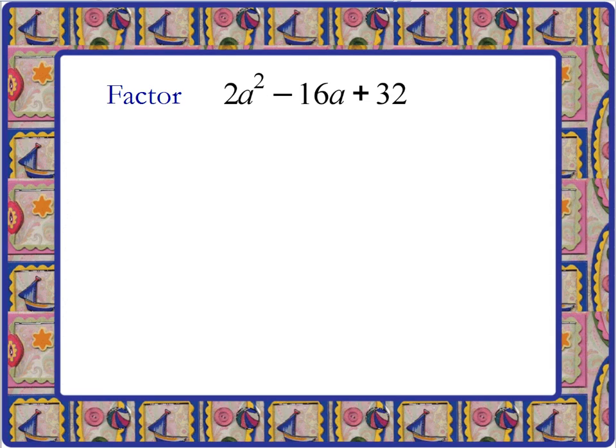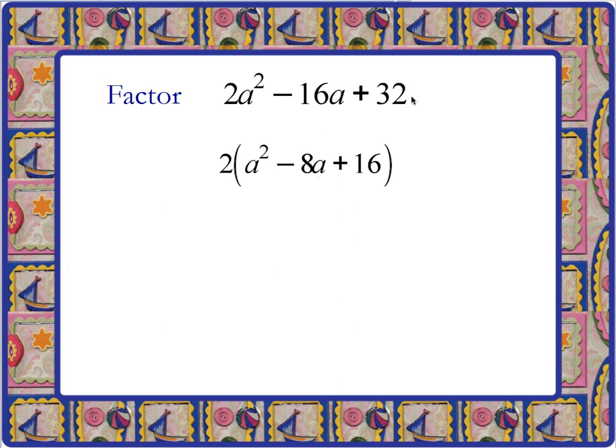Let's take a look at one more example. Here's a trinomial quadratic, except right now my leading coefficient is not 1. So I can't look for factors of 32 that add to negative 16. That's not going to work in this case. But I can look for factors that they have in common. Is there a number that will go into 2, 16, and 32? You bet. I can pull a 2 out front, and then I'm left with an a squared.